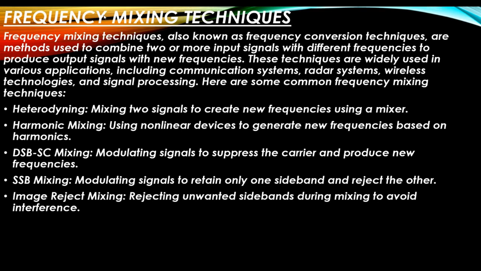Heterodyne: mixing two signals to create new frequencies using a mixer. Harmonic mixing: using a nonlinear device to generate new frequencies based on harmonics. DSB-SC mixing: modulating a signal to suppress the carrier and produce new frequencies. SSB mixing: modulating a signal to retain only one sideband and reject the other. Image reject mixing: rejecting unwanted sidebands during mixing to avoid interference.